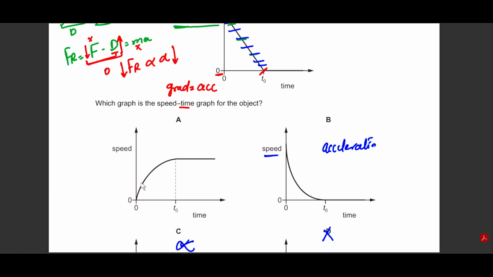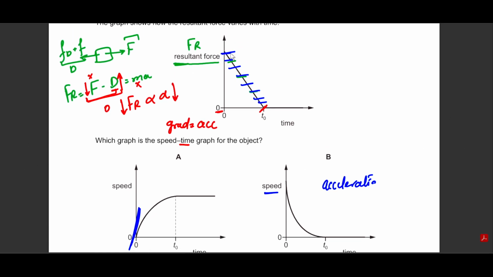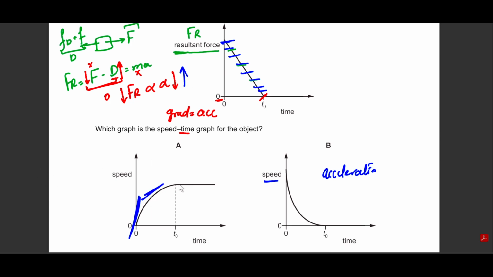In the early days, the gradient is very high because the resultant force is really high. So the acceleration is really high. And eventually, at time t0, when the resultant force becomes 0, Fr becomes 0, acceleration becomes 0. So if the acceleration is 0, then visually speaking, the gradient should also become 0. The best graph that represents this behavior is option A.